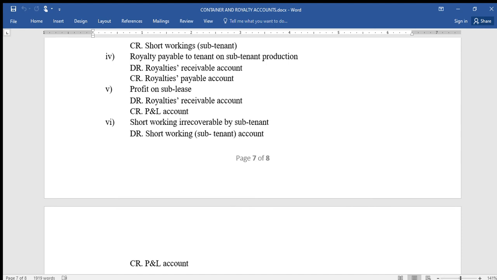We shall be having various examples about specialized accounts.